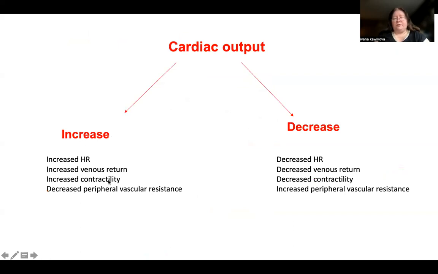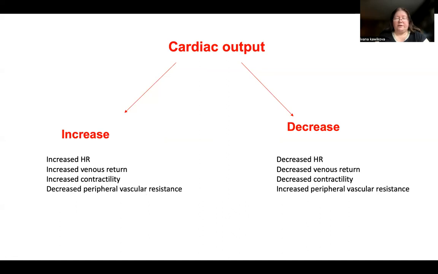So the cardiac output can be increased or decreased. It will be increased if heart rate is increased, if more blood is brought to the ventricle, so increased venous return, or there is an increased contractility. So all these three aspects can be achieved by enhanced activation of the sympathetic system.